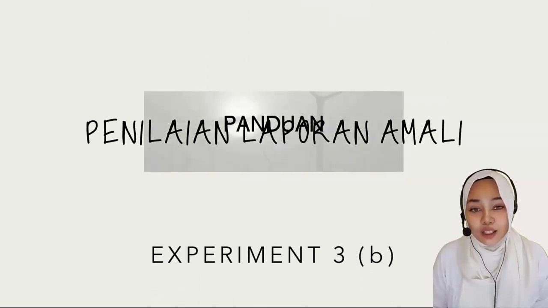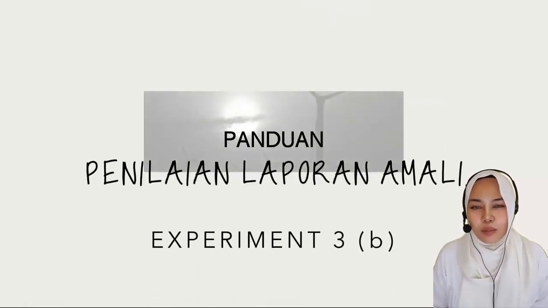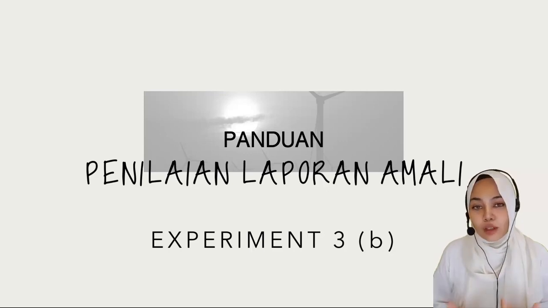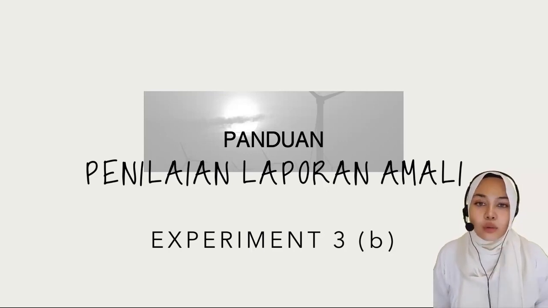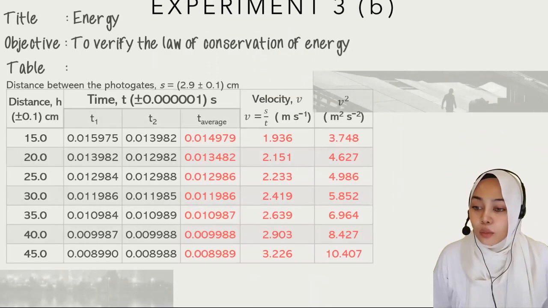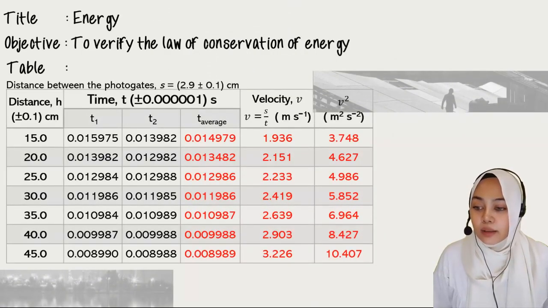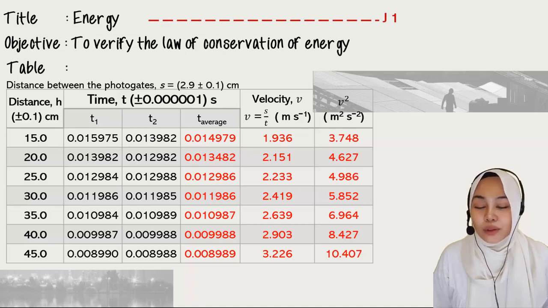Hello everyone, in this video we're going to discuss our lab report from experiment 3B, energy. You can start marking your lab report as you go along with this video. We start with the first item, and that is the title. By writing the title of this experiment, you are rewarded with 1 mark, that is J1.